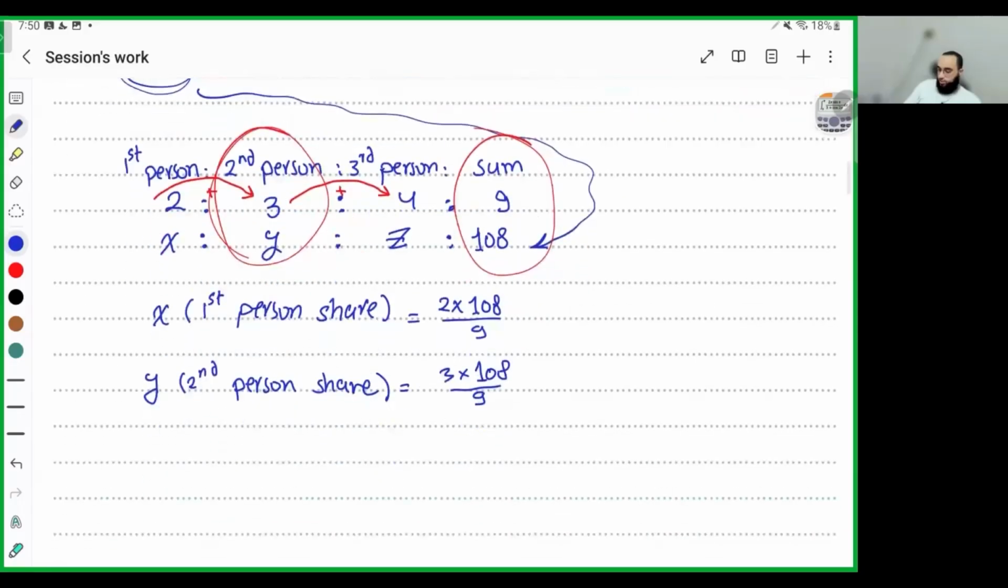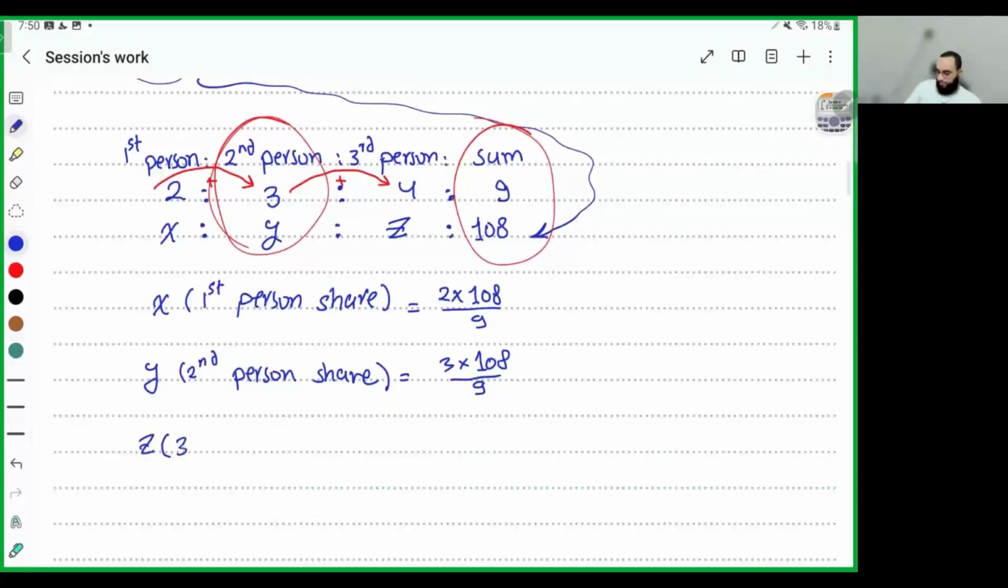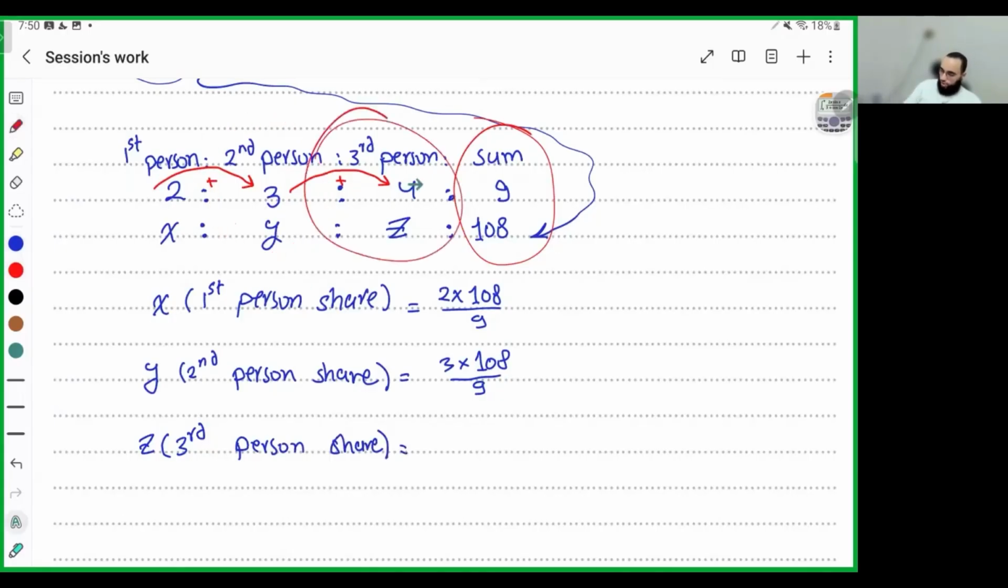What about Z, which is the third person's share? 4 times the third section with the sum. 4 times 108 over 9. That's it.